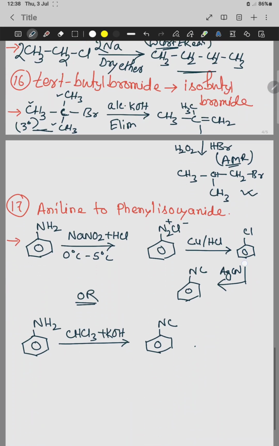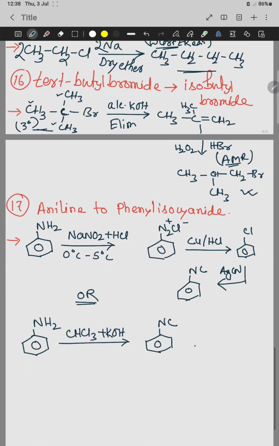Okay, now see the last conversion of this part, that is aniline to phenyl isocyanate. Here I write 2 methods, you can use any one of them. First of all, the diazotization reaction, and then we will do the Gattermann reaction. First one is diazotization, Gattermann reaction, and then according to the SN2 reaction we will get isocyanate. When we treat the halogen with AgCN, then isocyanate is the product.